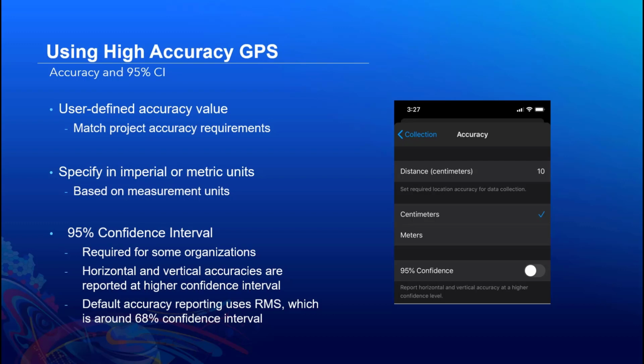We briefly mentioned the 95% confidence interval. This is a setting which is required by some organizations. You would toggle it on to report accuracies at 95% instead of the default RMS accuracy, which reports accuracy at around 68% confidence. I will now turn it over to Kevin, who's going to go through a high accuracy asset collection workflow in his demo.